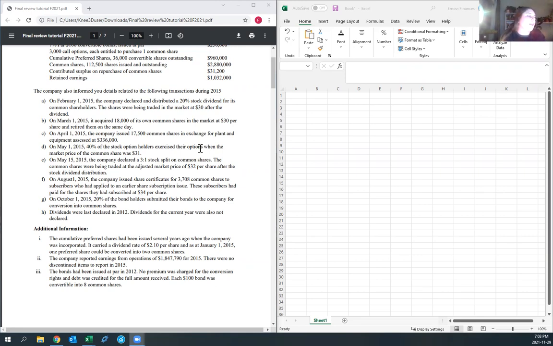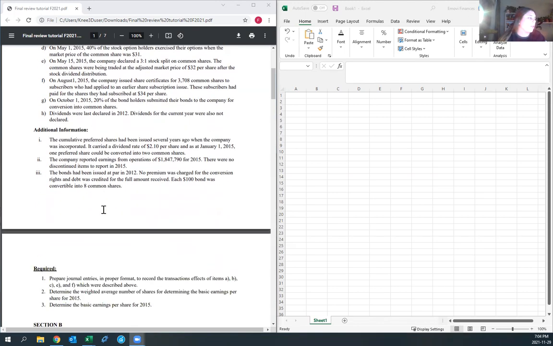On May 15, 2015, the company declared a 3-for-1 stock split on common shares. The common shares were being traded at the adjusted market price of $32 per share after the stock dividend distribution. On August 1st, 2015, the company issued share certificates for 3,708 common shares to subscribers who had applied to an earlier share subscription issue. These subscribers had paid for the shares they had subscribed at $34 per share. On October 1st, 2015, 20% of the bondholders submitted their bonds to the company for conversion into common shares. Dividends were last declared in 2012. Dividends for the current year were also not declared.